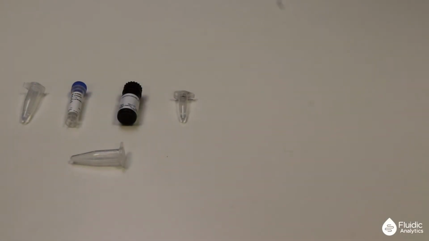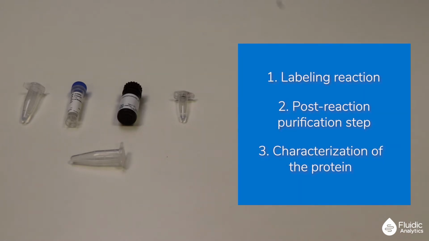When labeling your protein, there are three main steps in the process. First, the labeling reaction itself, then the post-reaction purification of your labeled protein, and finally, characterization of the labeled protein.